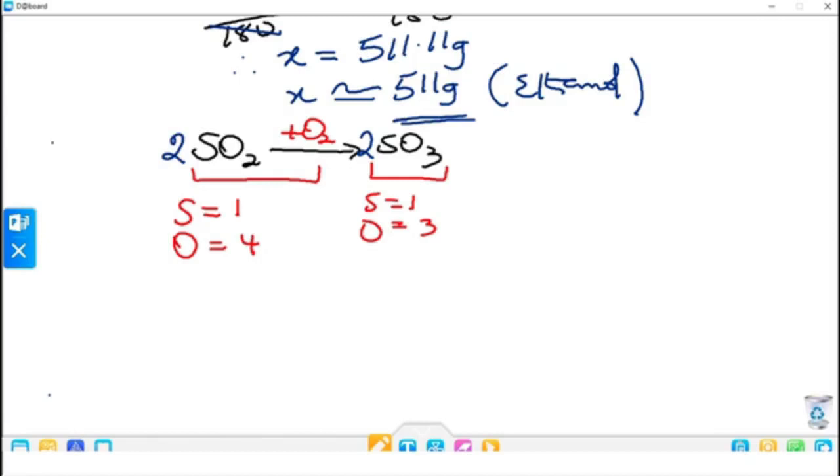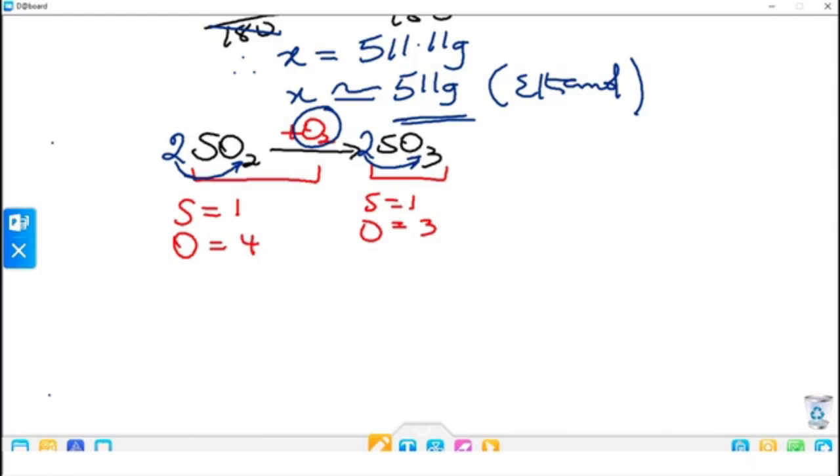So that makes us place 2 in front of SO2. Sulfur is now 2 at the left, 2 at the right. What about oxygen? Oxygen is 6 at the right, that is 2 times 3. How many oxygens do we have at the left? At the left, we have 2 times 2, which is 4, and then we have another 2 here. That is 6. So it is now balanced.